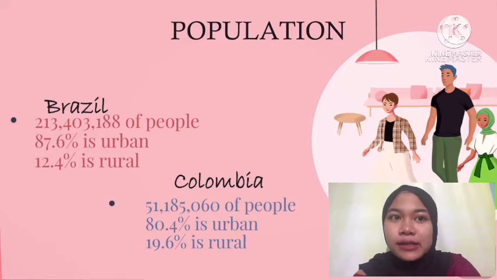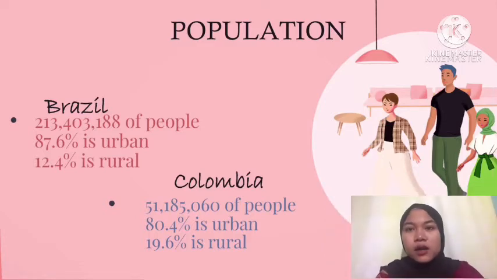87.6% is urban, which consists of about 186,270,070 people, while another 12.4% is rural, which consists of 26,342,347 people. Compared to Colombia, the current population in Colombia is about 51,185,060 people. It is equivalent to 0.65% of the total population.